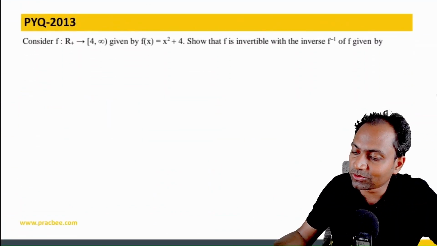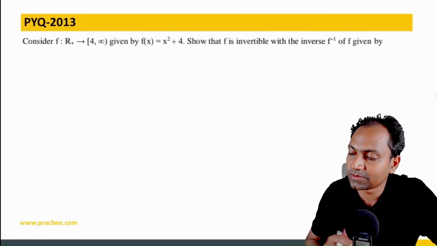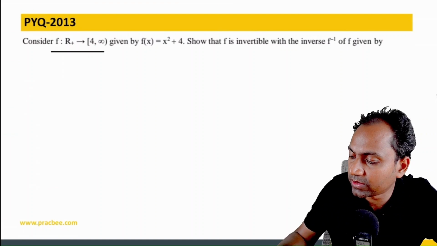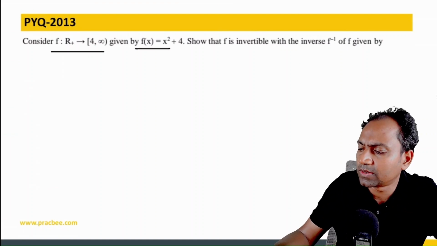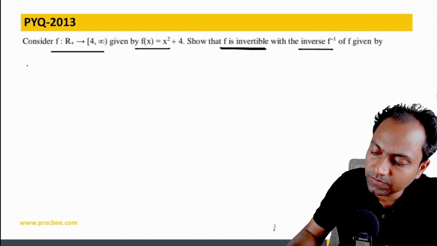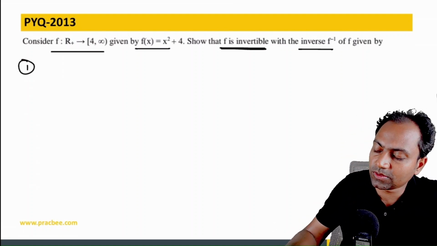Now let us look into this 2013 question. What they're saying is this is from R plus, 4 to infinity. Again, what they want is to show whether this is invertible or not, and then find the inverse. So first let us understand the invertible nature.